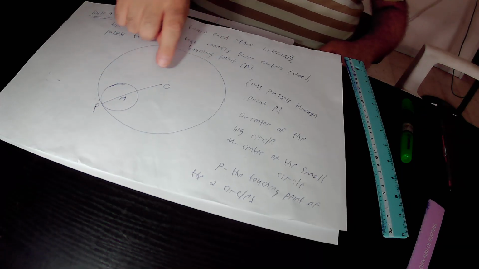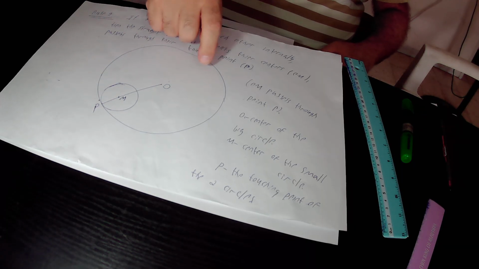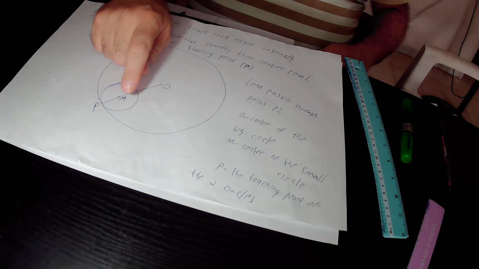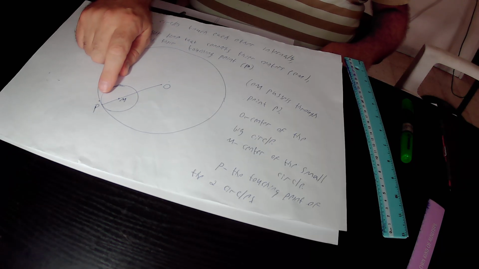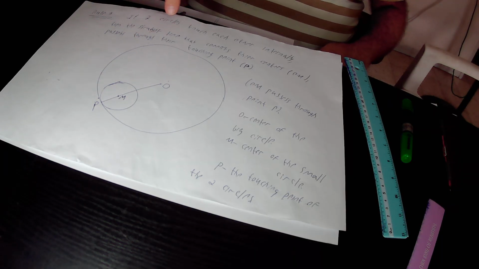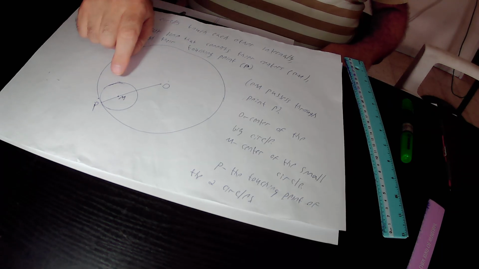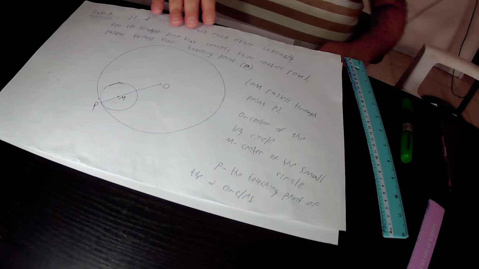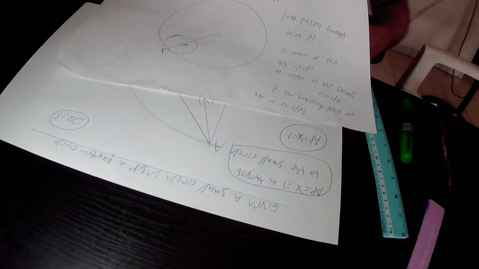Again, according to rule 9, the straight line OM must pass through point P, that is their touching point. O, M and P is one straight line. So we can actually implement rule 9 in our drawing.